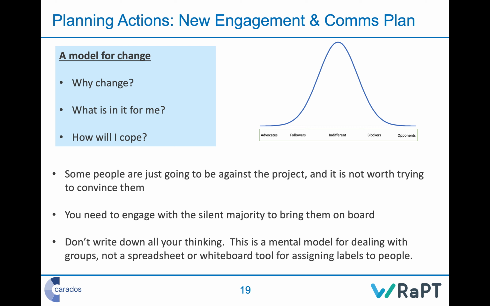But the key thing is to make sure you engage the silent majority to bring them on board with the change. When you're writing a comms plan, an engagement plan, and thinking about people as advocates, followers, blockers, and opponents, don't write down this thinking. This is a mental model for thinking about which groups we deal with.